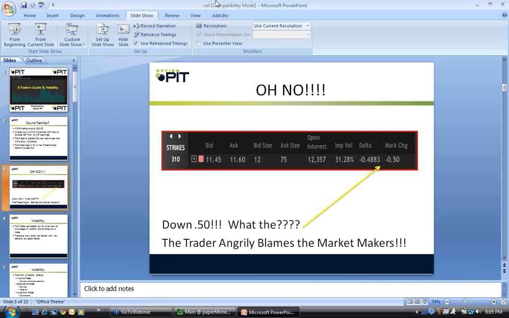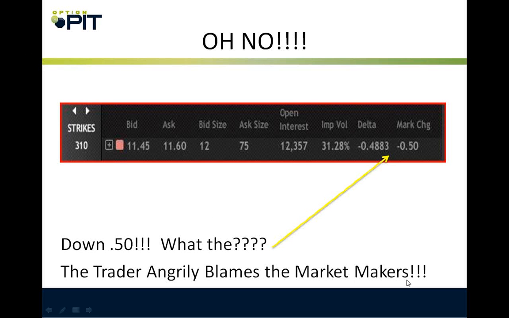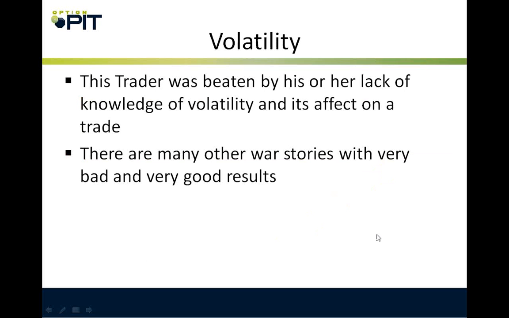And that's the thing about volatility. It is such a powerful factor, and yet it gets ignored by so many option traders. I've never understood it. And yet it happens all the time. This trader was beaten by his or her lack of knowledge of volatility and its effect on a trade. There are many other war stories with very bad and very good results.